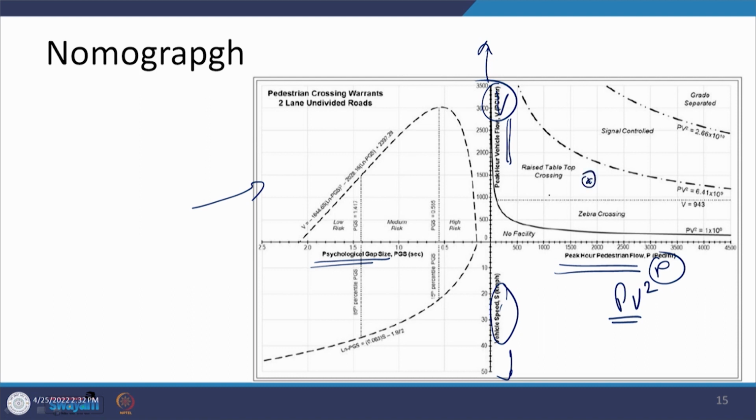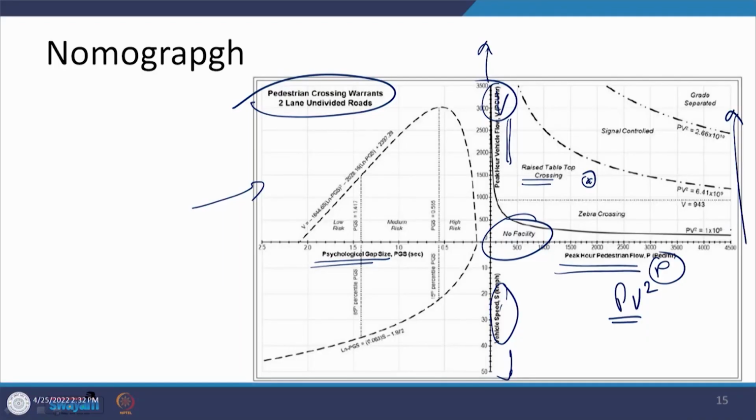Now, this point defines that we should try to provide a raised tabletop. What you can find is that there are certain values being shown of the PV square. If the PV square is 1 into 10 to the power 8 or less, then there is no need of providing a facility, but this is what I am talking about for a 2-lane undivided road. Similarly, it can be a 4-lane and a 6-lane divided road system, which are again different.